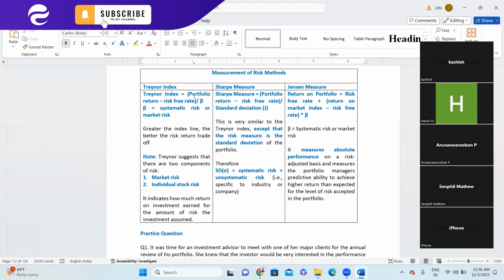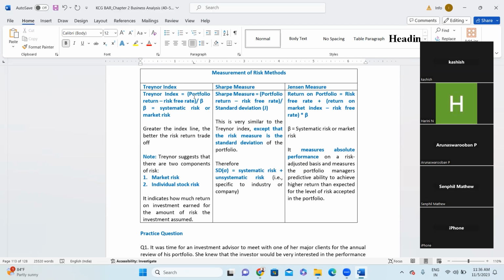So Jensen measure is very simple. Risk-free rate of return, that means you can say municipal bond rate of return or government bond rate of return, or like a fixed deposit rate of return in which you are not having any risk. Plus return on market index. That means in the market in which you have invested, what is the average return from that respective market index, right? Minus the risk-free rate, multiplied by the beta. Beta is your systematic risk or market risk, right?